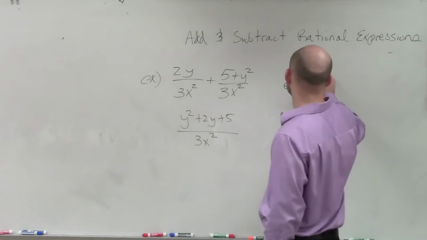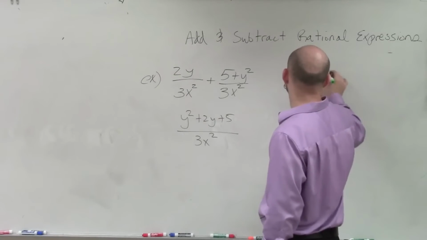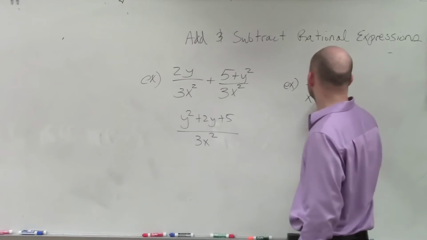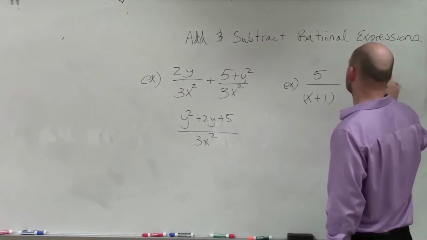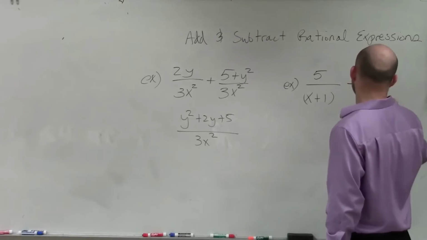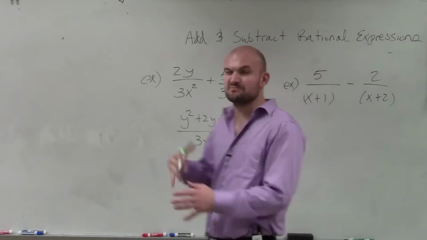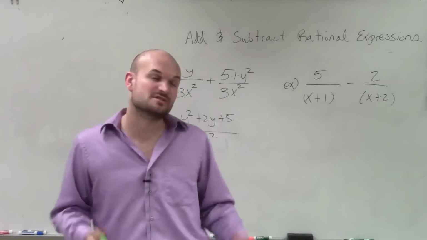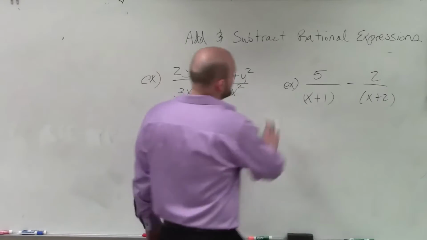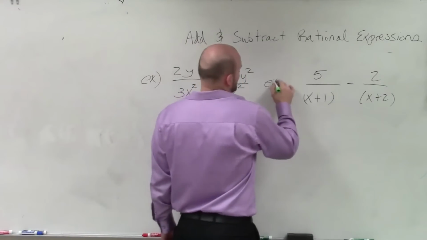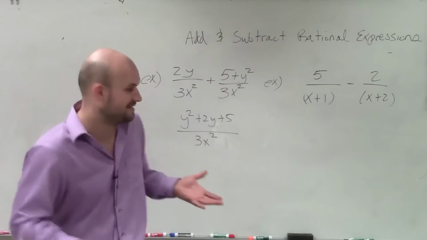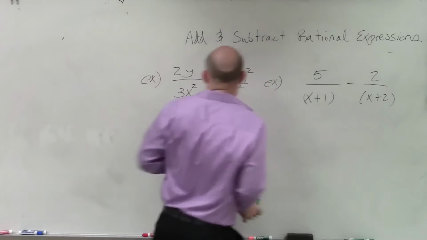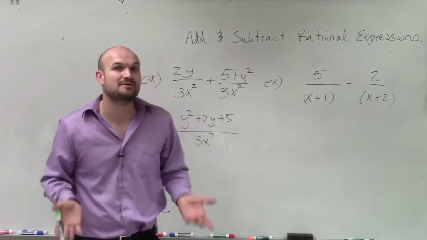So let's talk about 5 over x plus 1 minus 2 over x plus 2. Again, I'm just making up a problem for us to work on. But I want to show you exactly what we're going to do in this case. As I mentioned, as you're combining these, you're going to want to simplify at the end. But before we can even combine these, unlike the previous expression, we don't have any common denominators.